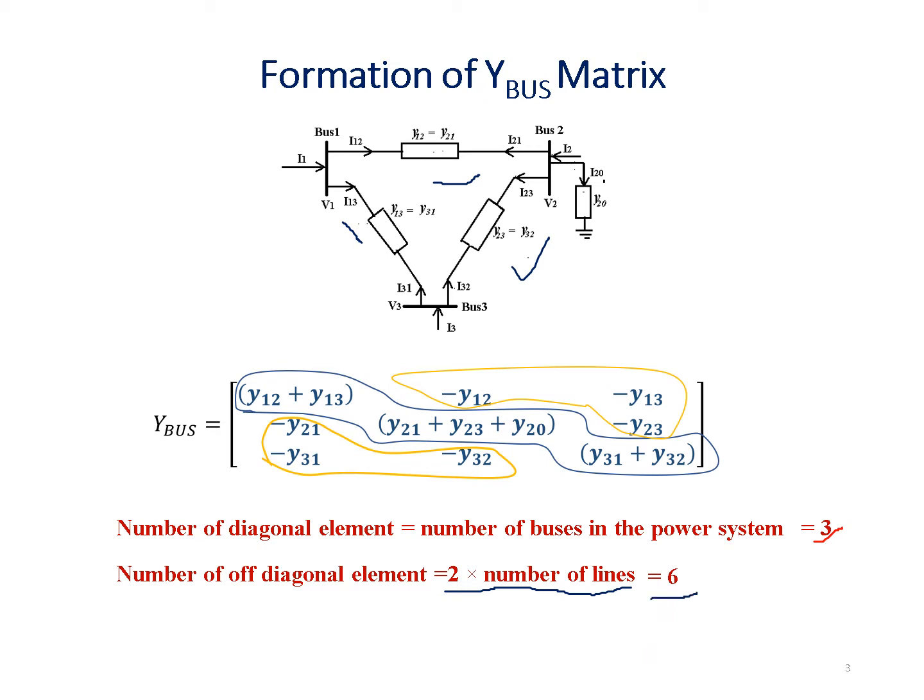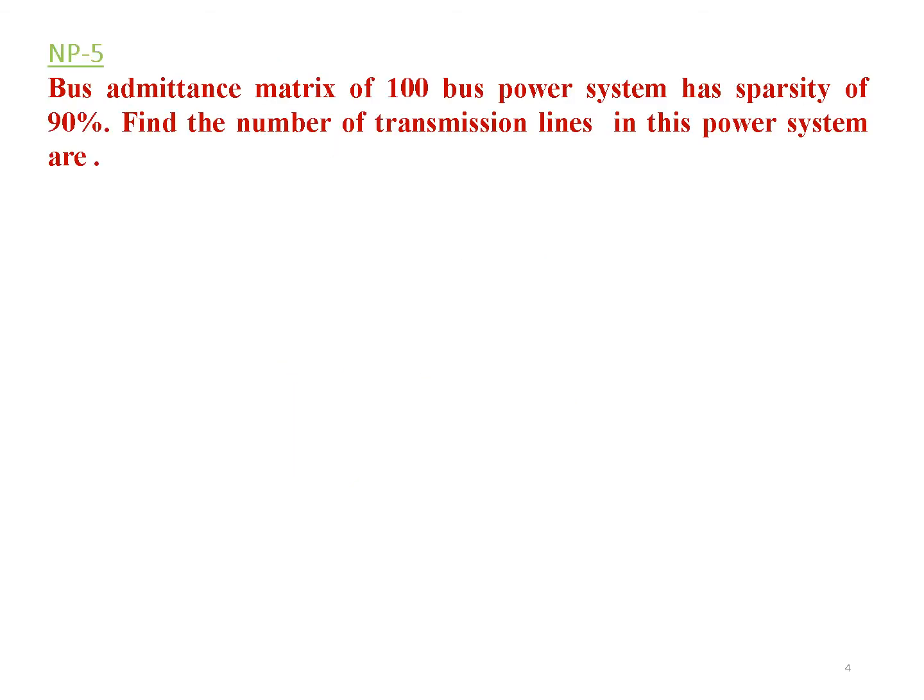So by using these two simple statements, we have to remember: number of diagonal element is equal to the number of buses in the power system, and number of off-diagonal element is equal to 2 into number of lines. So by remembering this, we can easily solve this type of problem. Now we have to find out the number of transmission line present in this power system.